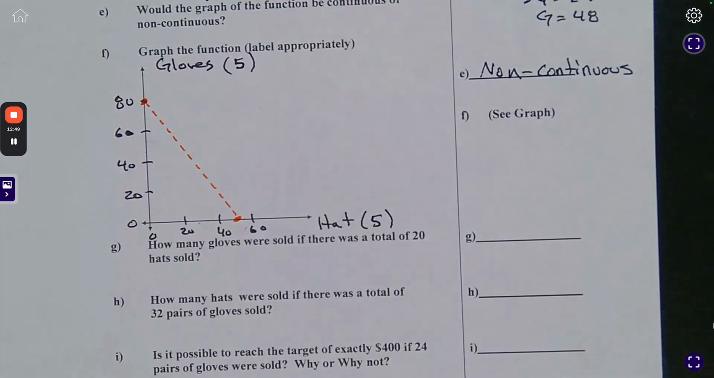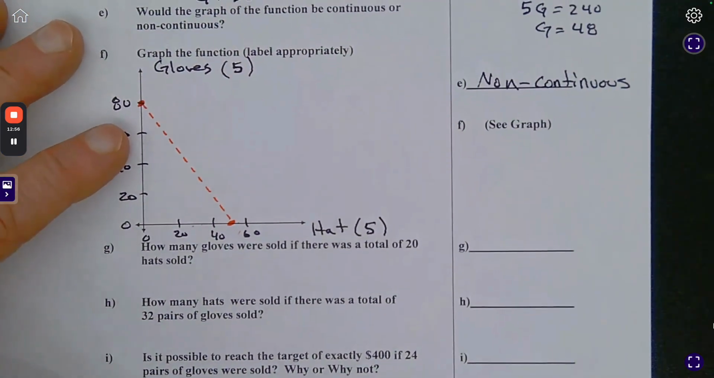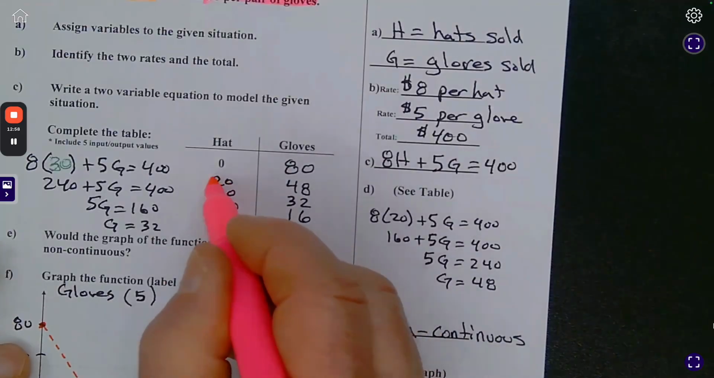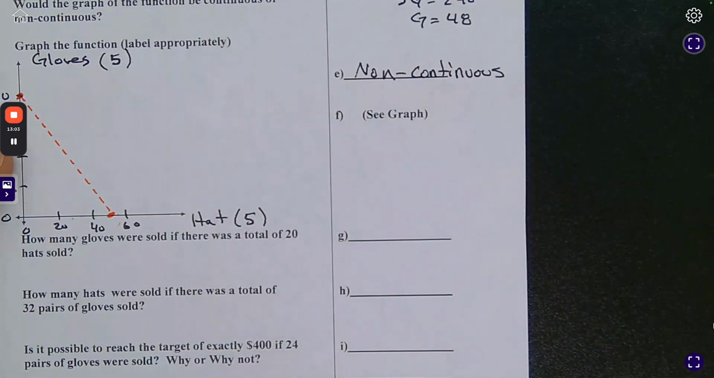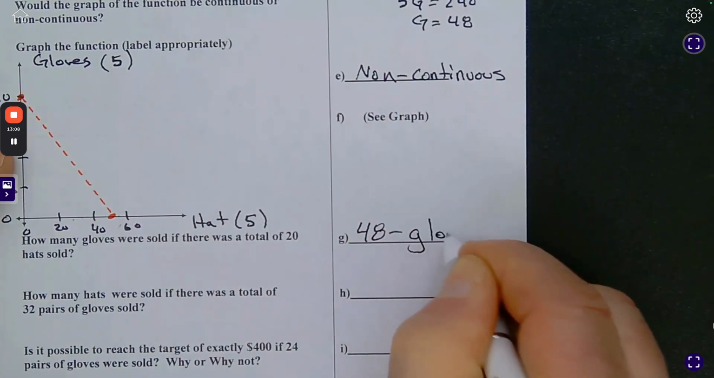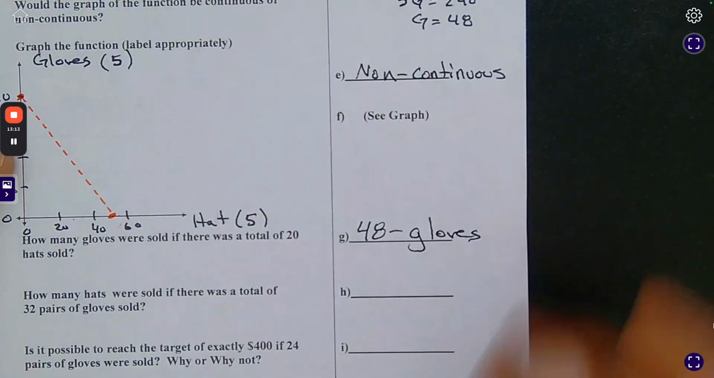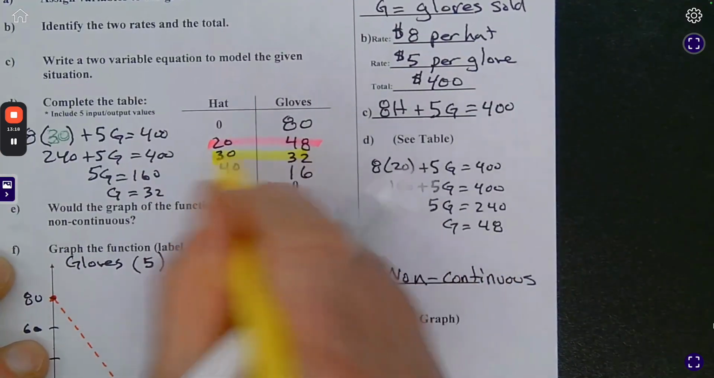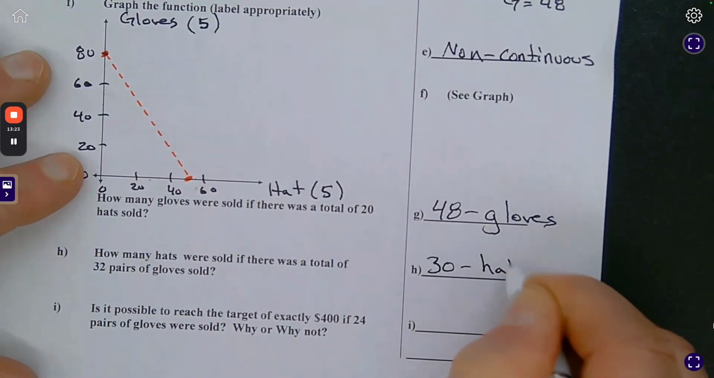Okay, how many gloves were sold if there was a total of 20 hats sold? Hey, I know that. It's on my table. It's right there. 48. 48 pairs of gloves. All right, how many hats were sold if there was a total of 32 pairs of gloves? Whoa, how lucky am I getting today? That's on my table too. 30 hats. This is a good day.